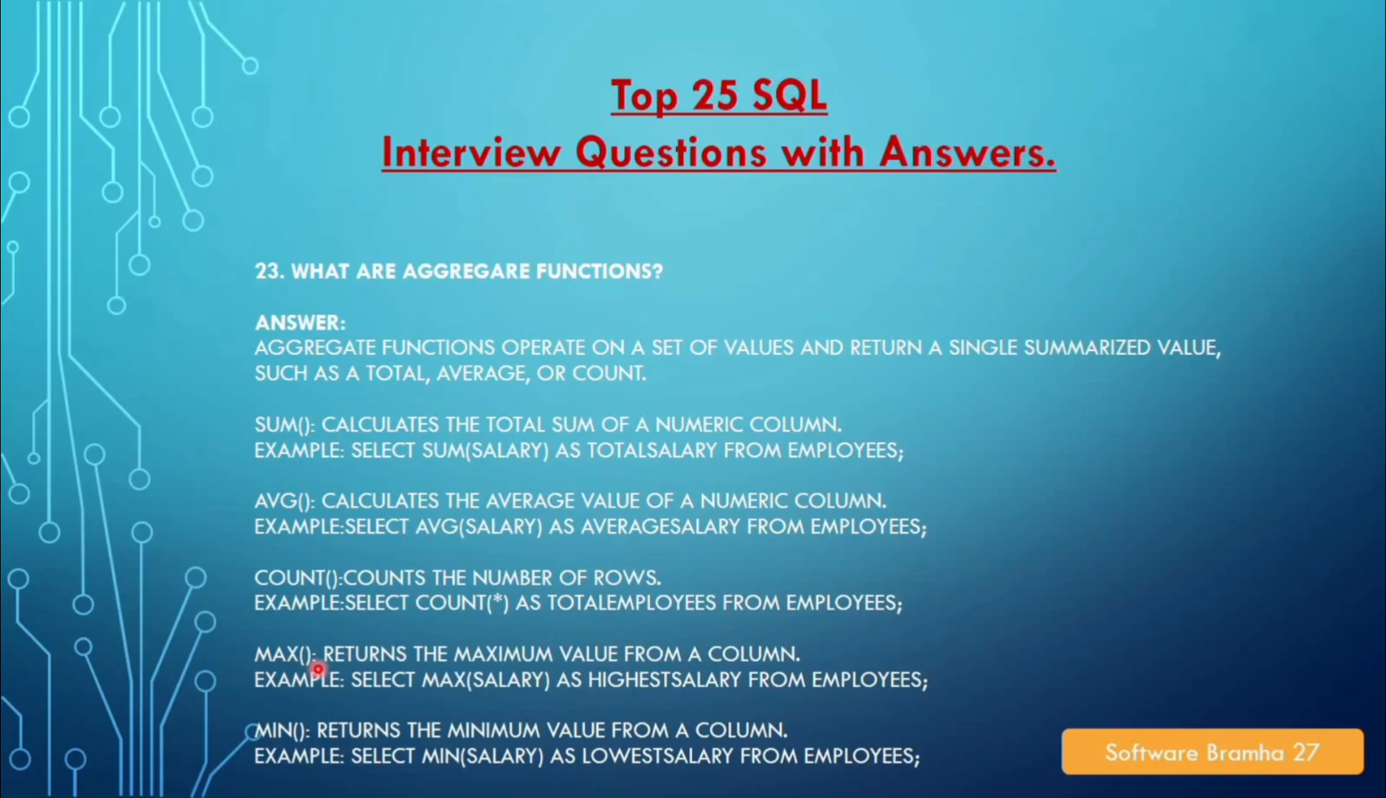Next function, max, returns the maximum value from a column. Example, select max of salary as the highest salary from employees table. Here the maximum value of salary is calculated as max of salary from the employees table. Next function, min, returns the minimum value from a column. Example, select min of salary as the lowest salary from employees. Here the minimum value of the salary is calculated by using min of salary from employees table. So these are some of the aggregate functions. Next question.